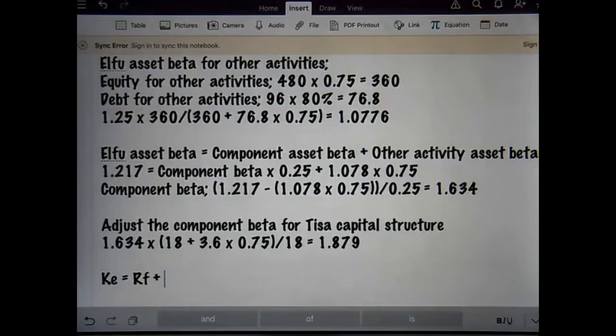Are you done? Finish? How much is the cost of capital? RM minus RF times beta. So what do you get? Here's going to be 3.5%.